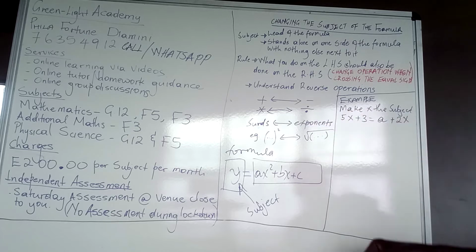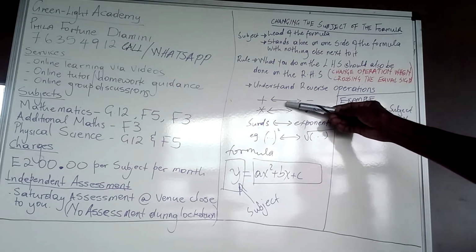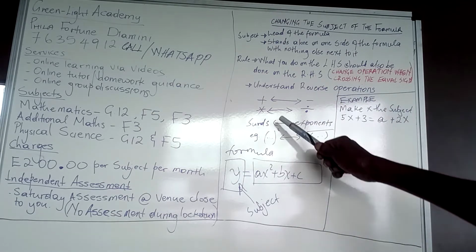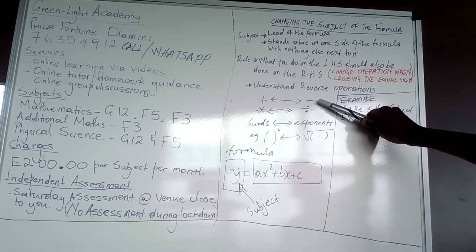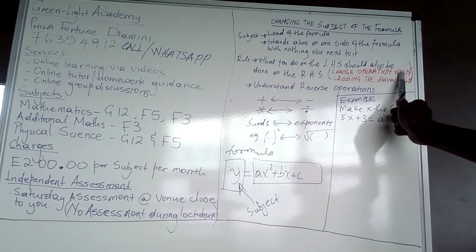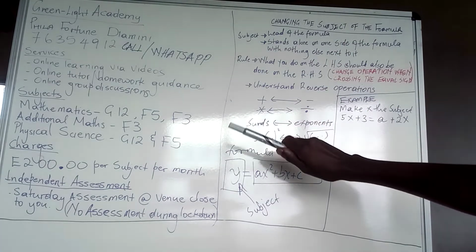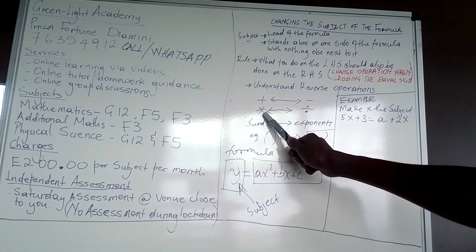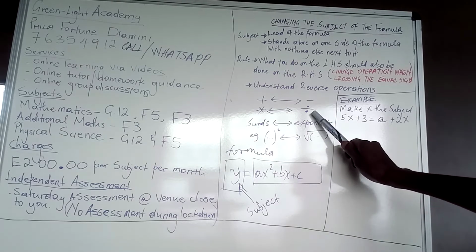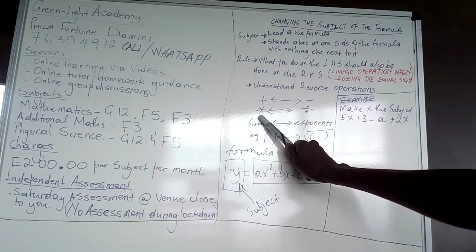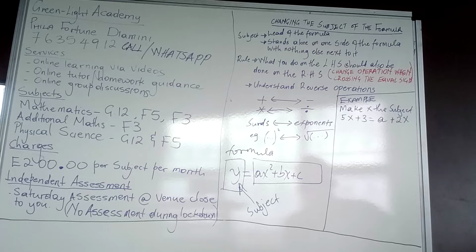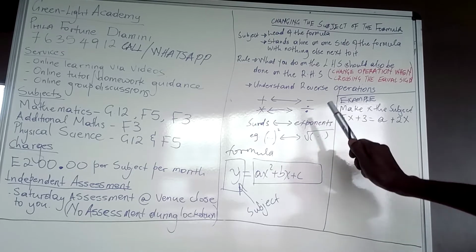To give a few examples of these operations, the first 4 should be easier to understand. The reverse of addition is subtraction, which means if something was being added on this side and you want to take it to the other side of the equation, then you have to subtract it. The reverse of multiplication is division, which means if it was multiplying and you are crossing it over the equal sign, then it will divide on the other side.